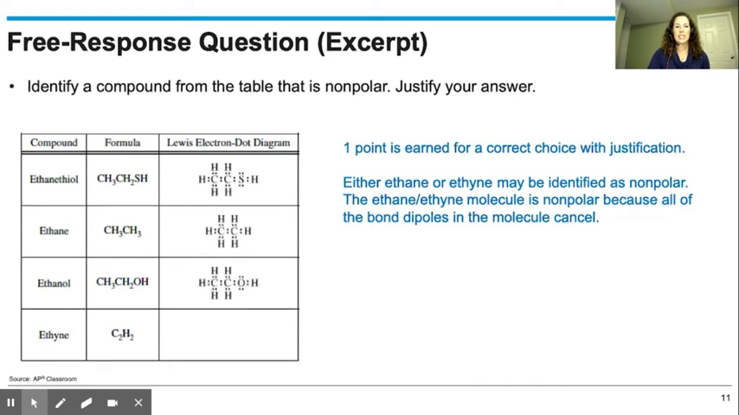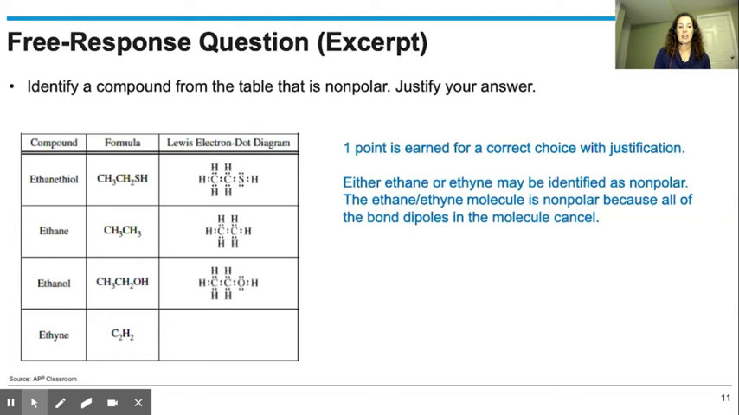So my first prompt asked me to identify a compound from the table that is nonpolar and justify my answer. So here I could have had two different possible answer choices. When I'm looking at my table, I notice that ethane and ethyne are both very symmetrical molecules. And so either one of those could be identified as nonpolar, because all the bond dipoles in the ethane or ethyne molecule are going to cancel out. It's very symmetrical. There's no terminal ends that are different. So all of our dipoles would cancel in those molecules.